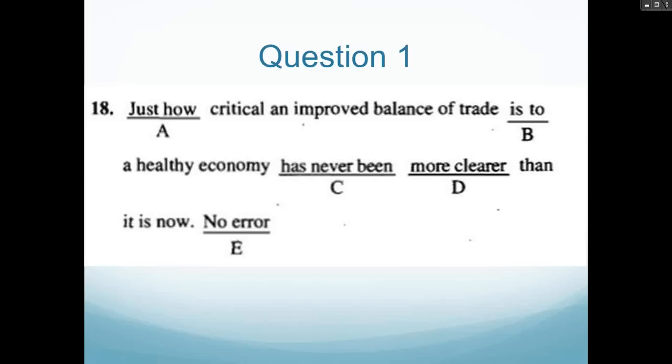Okay, I bet this was an easy one for most of you. The error is D. It should be more clear. You never say more clearer. It's either more clear or clearer. So error is D. Let's move on. Okay, take your time on this one.